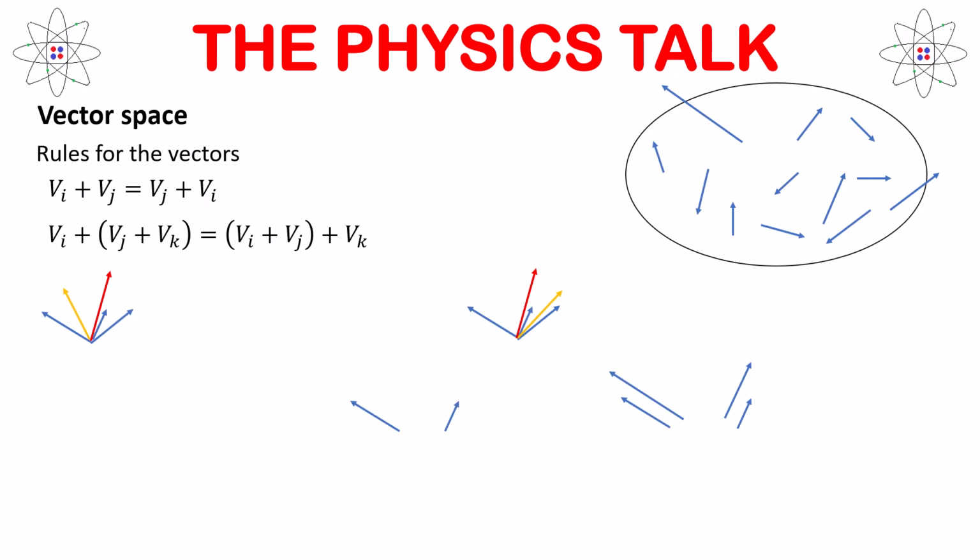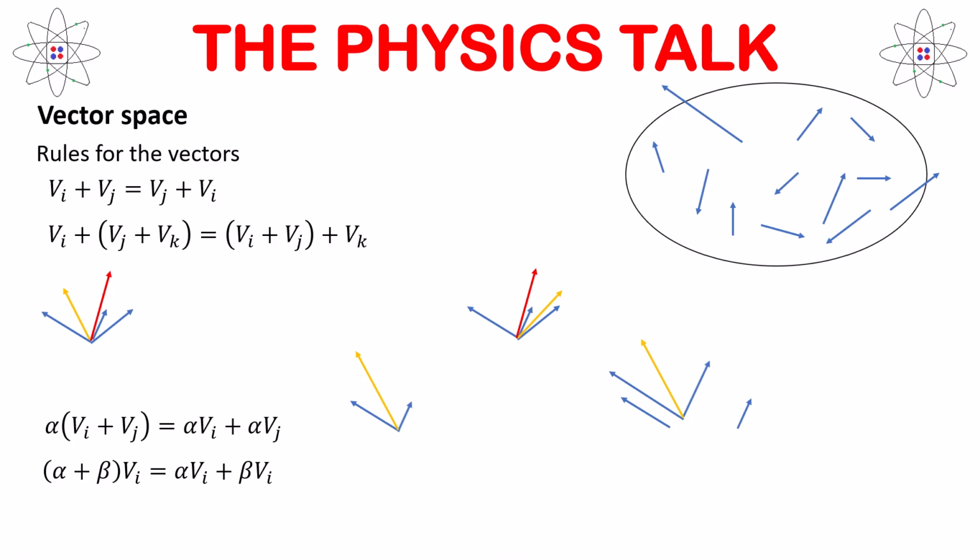The third rule is the distributive law. Taking the scalar multiple after adding two vectors is same as taking the scalar multiples of the vectors first and then adding. As demonstrated here, the resultant of two vectors is multiplied by 1.5. Alternatively, each vector is multiplied by 1.5 and then these scalar multiples are added. The result is same in both the cases. There are also rules for distributive law of two scalar multiples and associative law for multiplication.